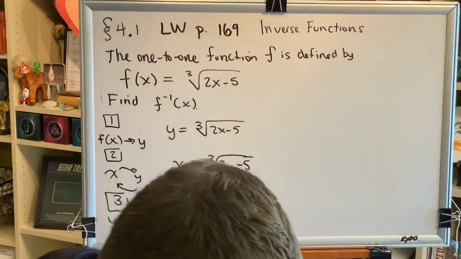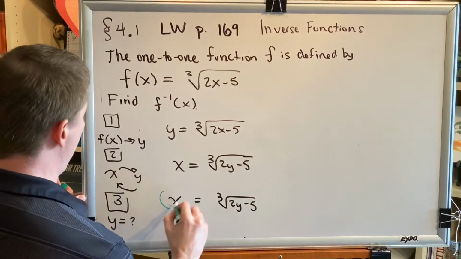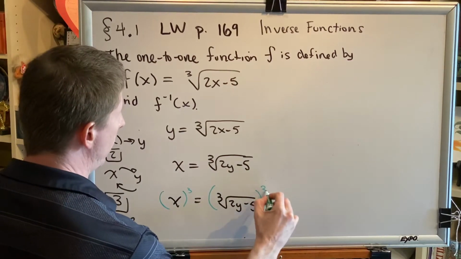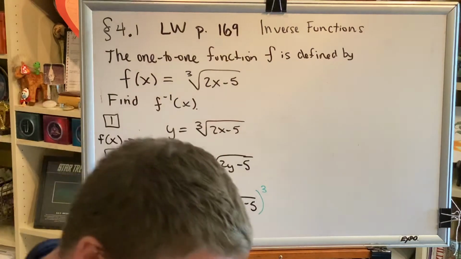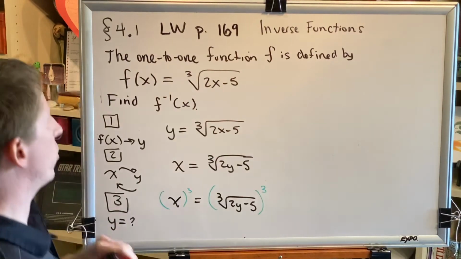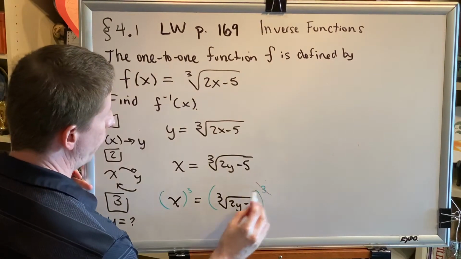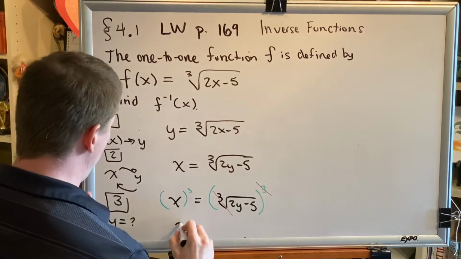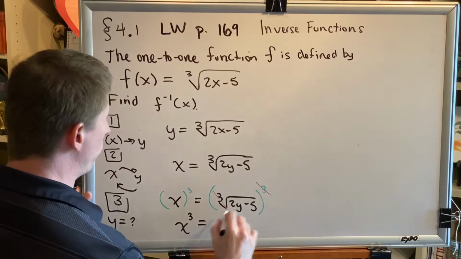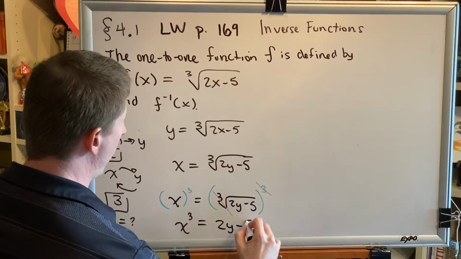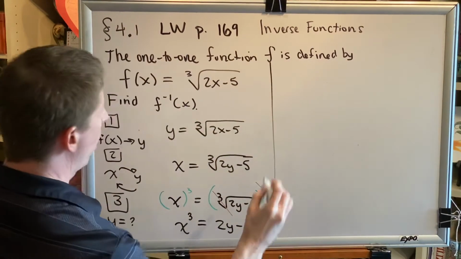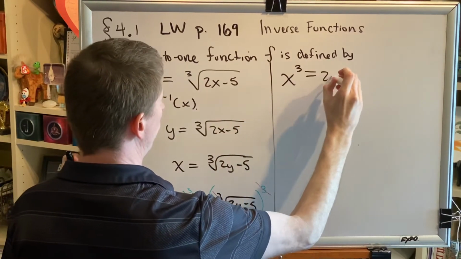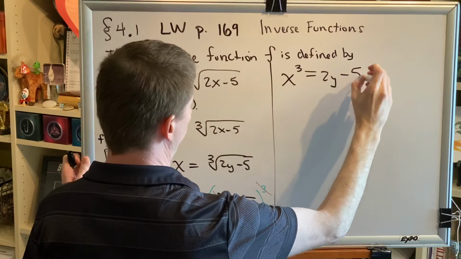So the x is the left side, and that'll get raised to the 3rd power. And the radical is the right side, and that'll get raised to the 3rd power. Just like a square and a square root can cancel, the same thing is true for a cube and a cube root. So on the left, we'll have x cubed, and on the right, we'll just have the radicand 2y subtract 5.